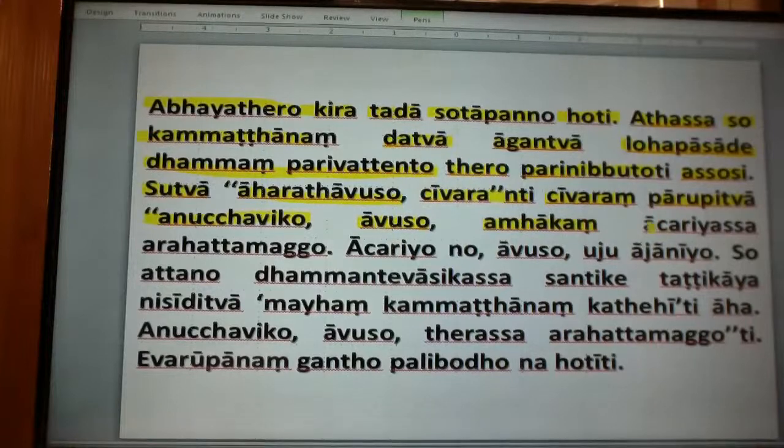Amagan our Acharyasa teachers Arahata Mago. So our teacher began the Arahant, it is suitable. He says like this. Acharyo no means our teacher. Acharyo no also Uju Janiyo. Uju means straight. Ajaniyo, sorry, not Janiyo, Ajaniyo, meaning is hero. Our teacher is a hero.